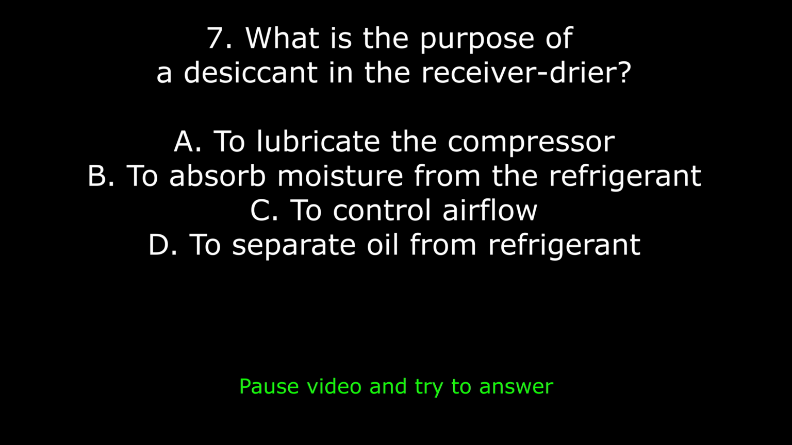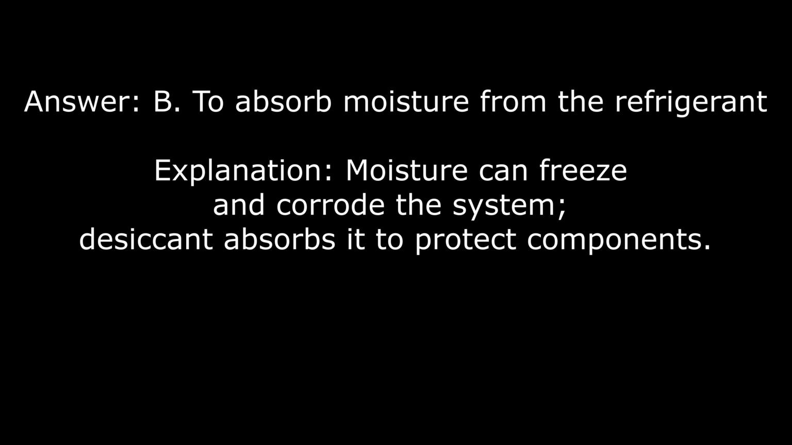7. What is the purpose of a desiccant in the receiver dryer? A. To lubricate the compressor. B. To absorb moisture from the refrigerant. C. To control airflow. Or D. To separate oil from refrigerant. Answer: B. To absorb moisture from the refrigerant. Explanation: moisture can freeze and corrode the system. Desiccant absorbs it to protect components.